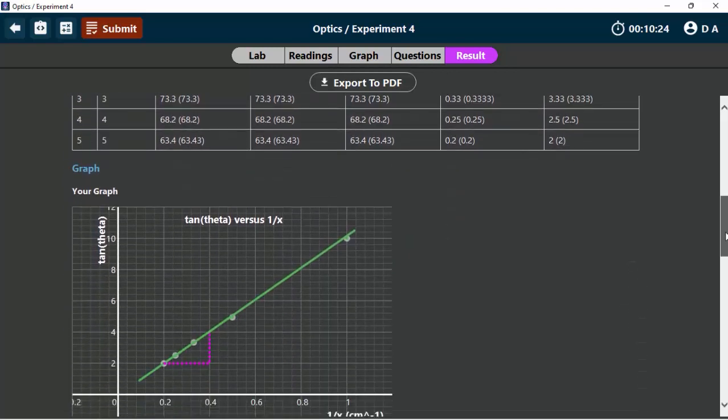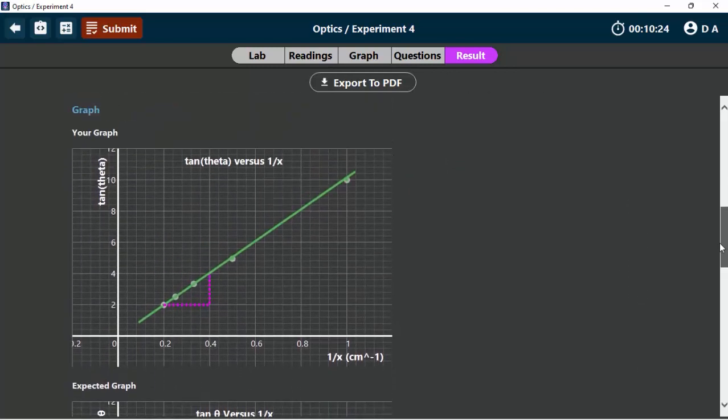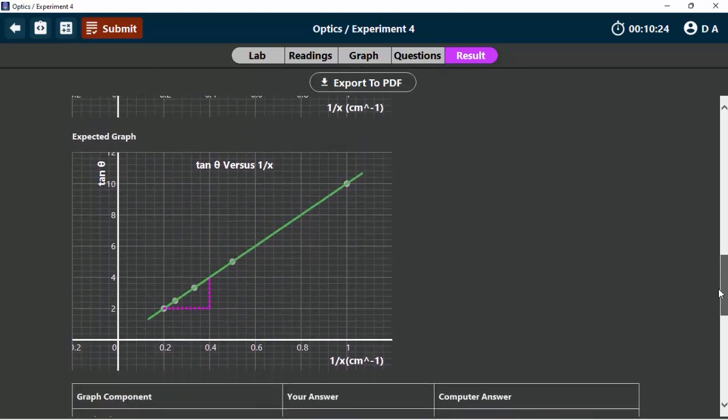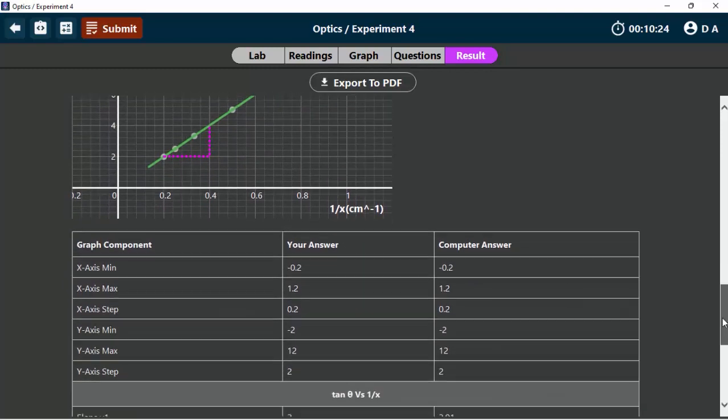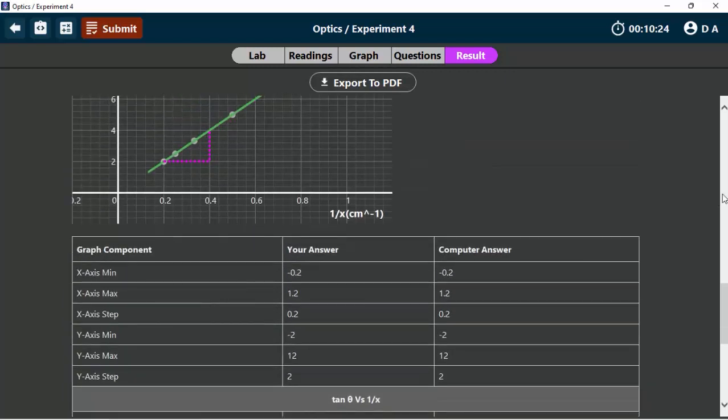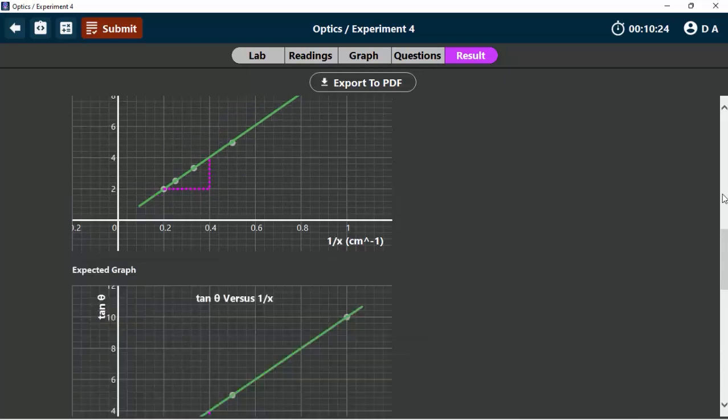So these are the results of this experiment. Here's my graph, and here's the graph generated by the computer based on the setting and on this experiment. And here's my performance under the question section. So if you wish to practice more, if you also wish to change the length of the mirror and see how the result plays out, you can do that and get a different result or a slightly different result and gain mastery of this experiment.